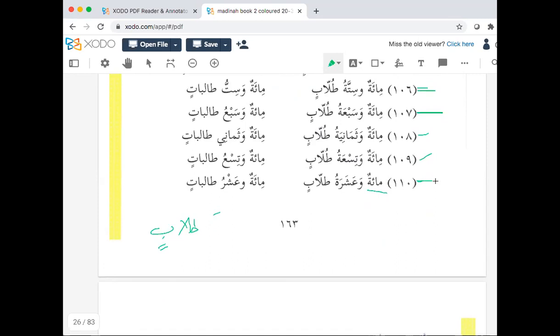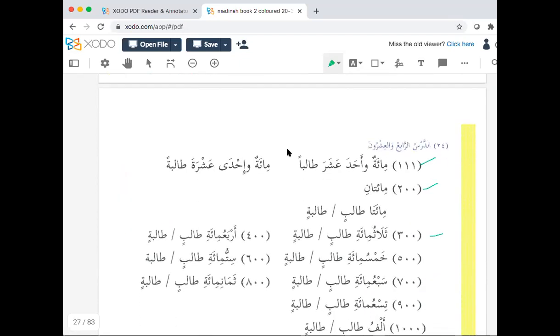نعم. 110 طلاب، 110 طالبات. أحسنت بارك الله فيك. Who is 111? Have we lost some students on the way or something? Imran bin Sa'ima, تفضل. 111 طالبا، sorry طالبا. 111 طالبة.